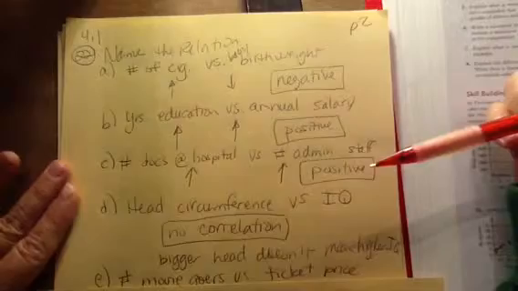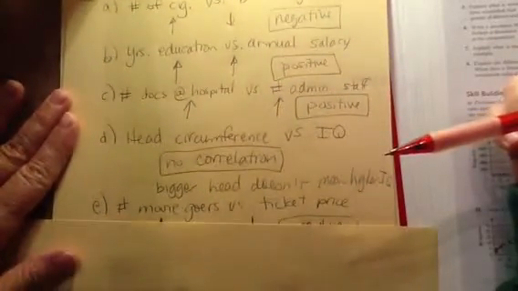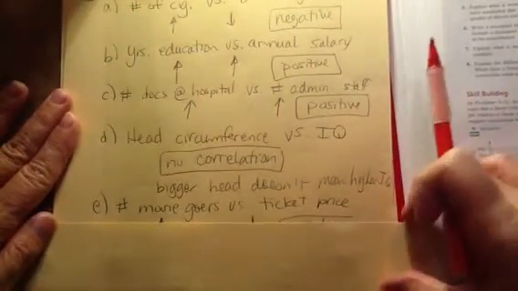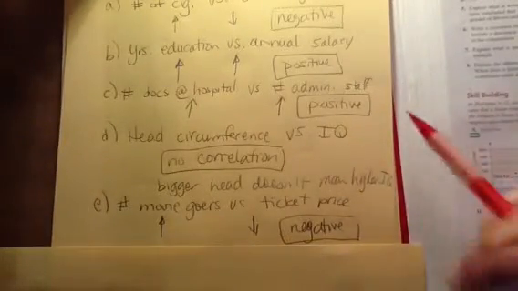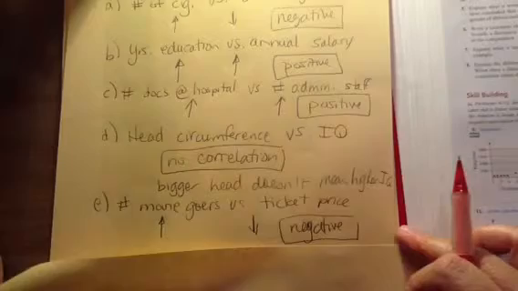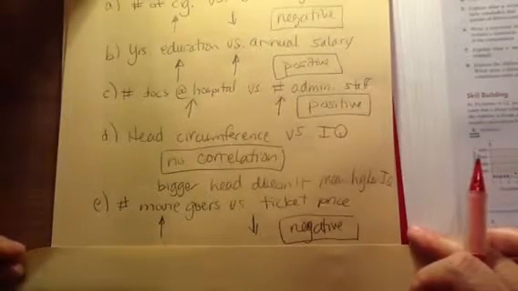Part E says the number of moviegoers versus the ticket price. Well, if you have more people going to the movie, the ticket price should go down, and so it's a negative correlation. Kind of has to do with supply and demand. Now your opinions might be a little different, but that's what I was looking at.